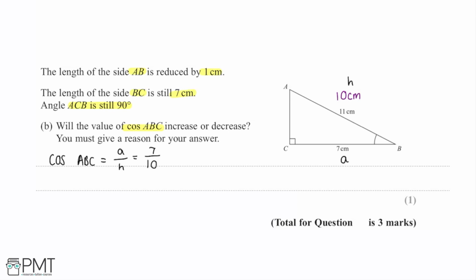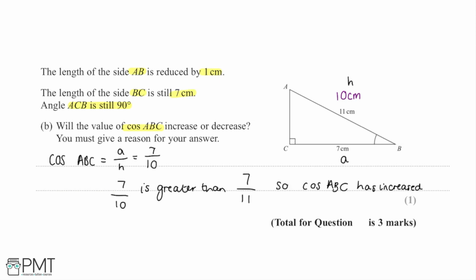Now I need to determine whether this means it's increased or decreased. Before we had 7 over 11 for the value of cos of ABC, and if I have a look at these, we know that 7 over 10 is going to be greater than what we had before, which was 7 over 11. So therefore, cos of ABC has increased due to this change. So we just had to do a small calculation here, comparing our result to what we had before to get the mark for this part of the question.